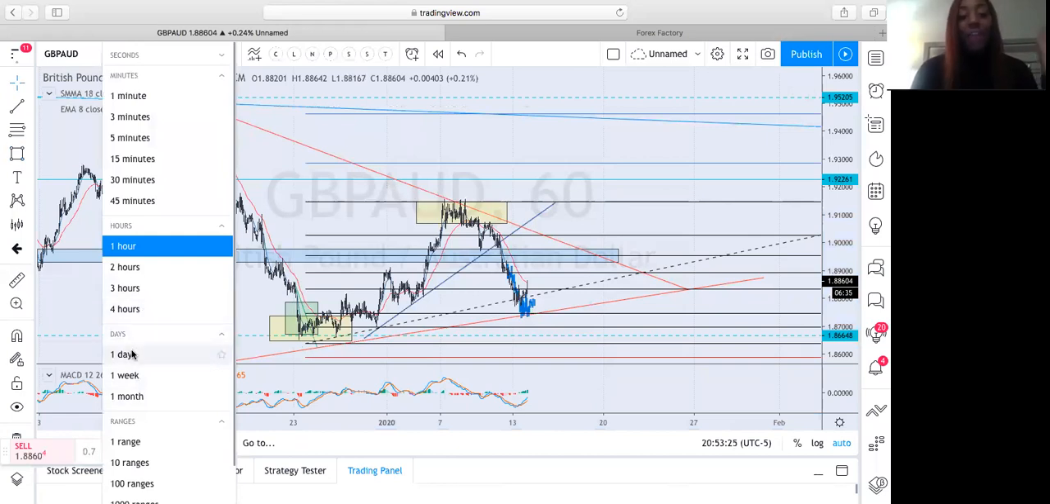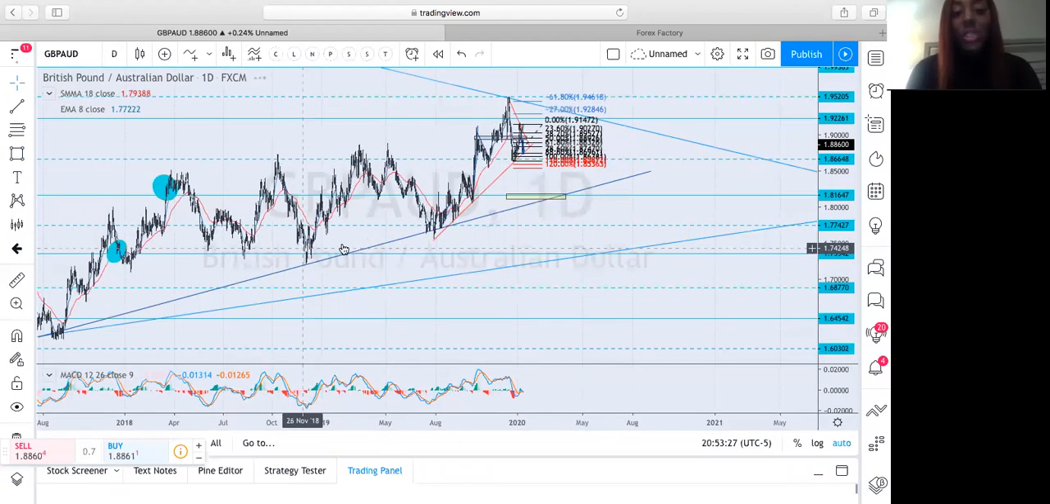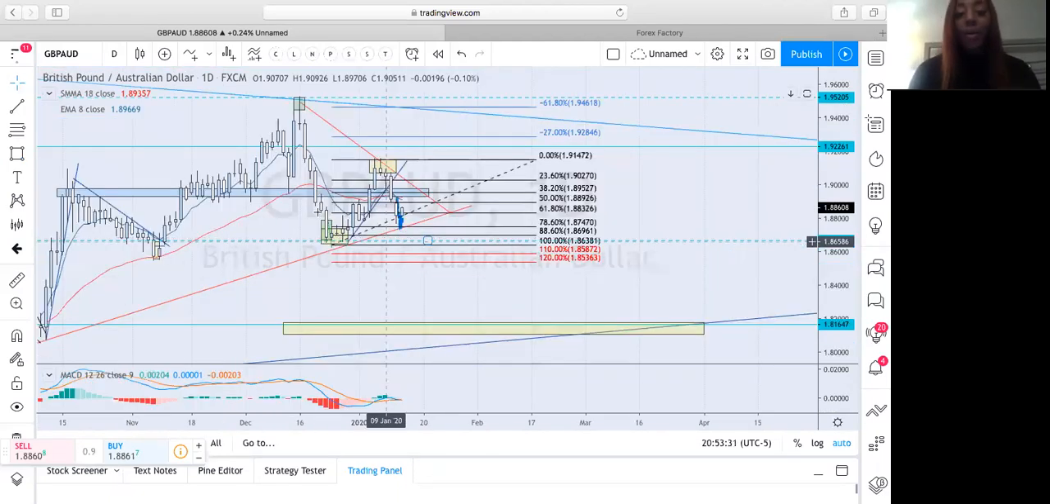Now, if I look back at my daily fib, let me just show y'all this. So we see that this is the sub fib, this counter trend structure. So you can always counter trend trade when you're on a higher time frame.